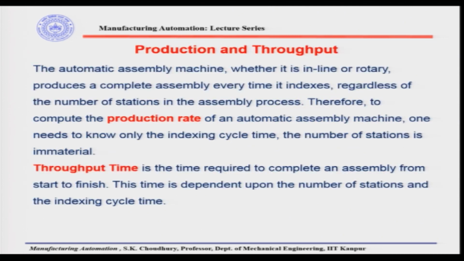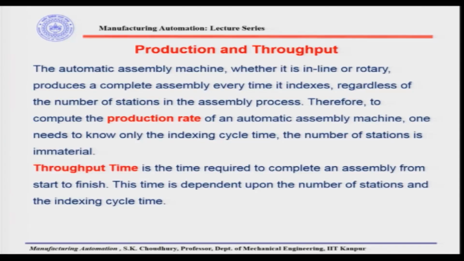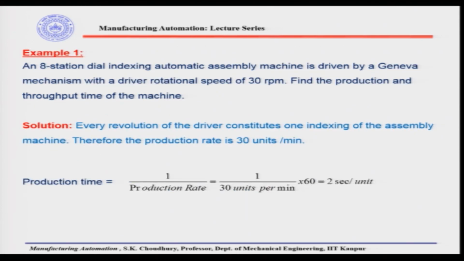Production and throughput, we said that the throughput time and the production time are different. Production time is when, whenever one indexing happens, there is one complete product coming out, and that is the production time. And throughput time is the time that is taken from the beginning to the end for an assembly. Okay. So, therefore, throughput time is more than the production time.